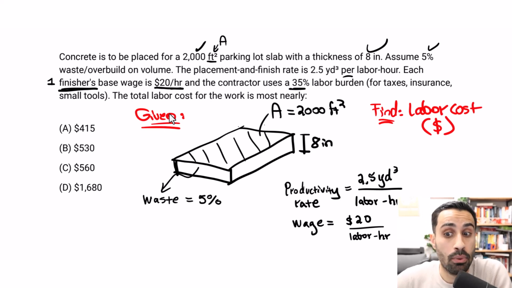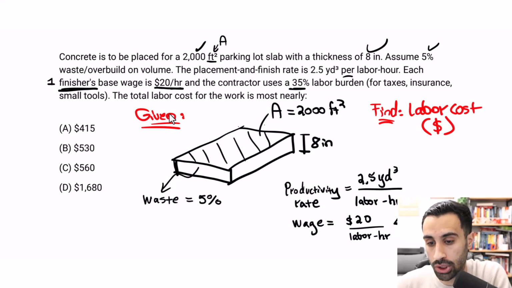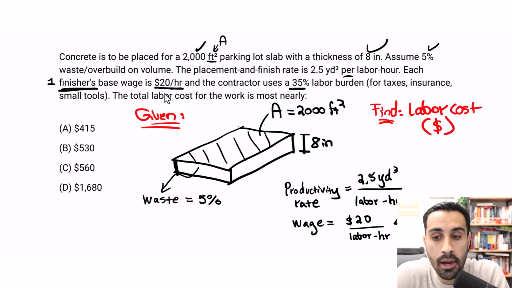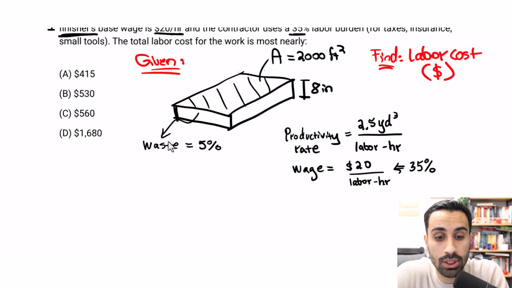So it's similar to the waste factor, but then they're going to say it's 35%. That would apply to which one? The productivity or the wage? That 35% will apply to the wage, and we'll see how we can adjust that at the end. Now again, the total labor cost is what we need to find. Let's dive into the solution.